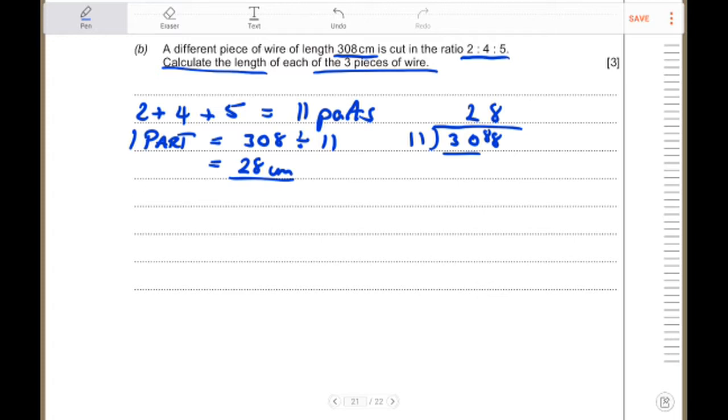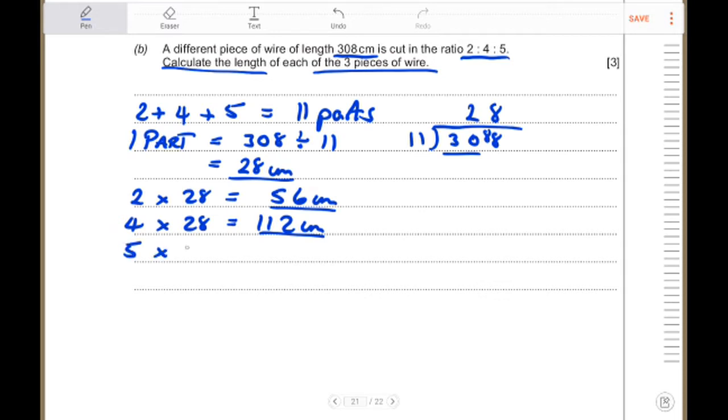So 2 times 28 will be the 2-part piece, which is 56 centimeters. That's the smallest piece. 4 times 28, 4 parts times the length of one part, will give us the middle-sized piece. Well, because I've already done 2 28s, 4 28s is double that. So that's 100 and that's 12, so it's 112 centimeters. Anything that helps you save a bit of time doing the exam, do it.